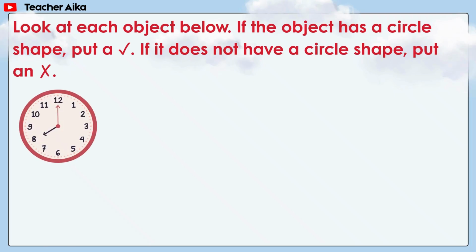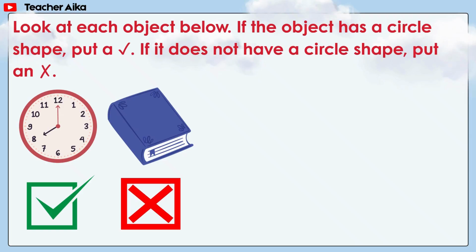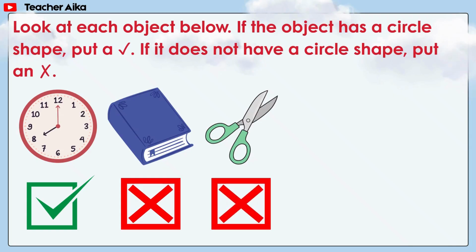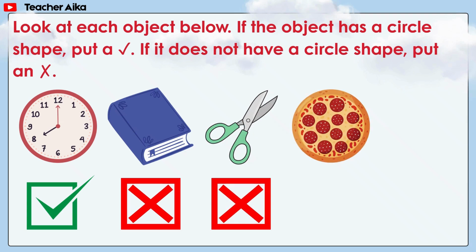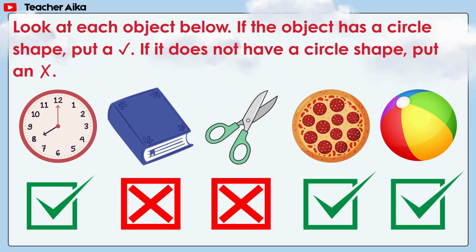Clock. Answer: check. Book. Answer: X. Pair of scissors. Answer: X. Pizza. Answer: check. Beach ball. Answer: check.